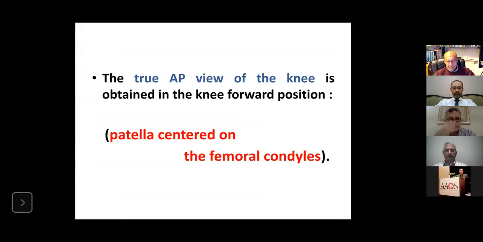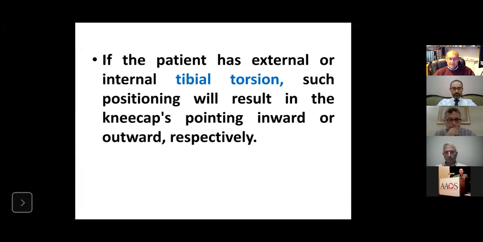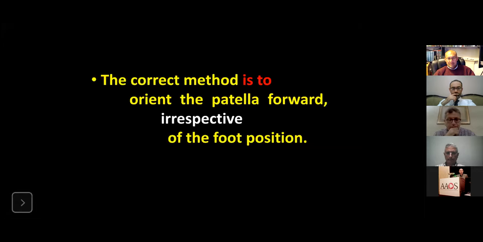The true AP of the knee should be obtained with the knee looking forward. The reference point is the patella, which should be centered over the femoral condyles. If the patient has external or internal tibial torsion, such a position will result in the kneecap pointing inward or outward. The correct method to have this true AP is to orient the patella forward, irrespective of the position of the foot. Whatever it is, going inward or outward, I should have the patella looking forward.